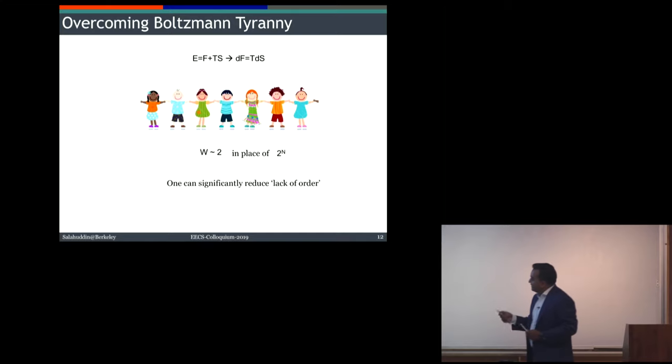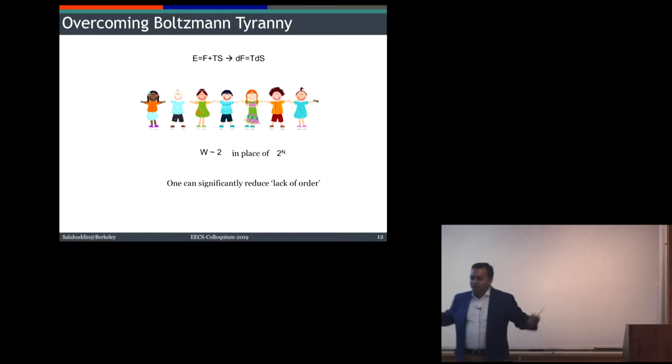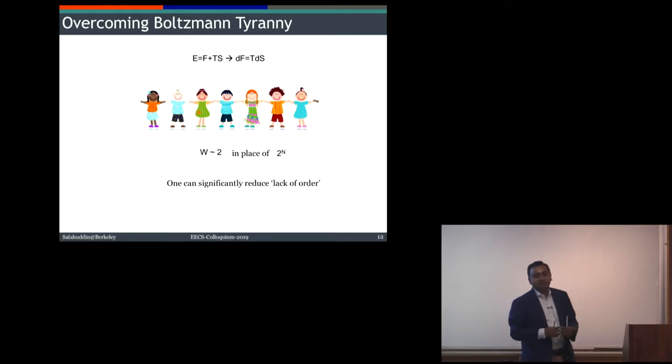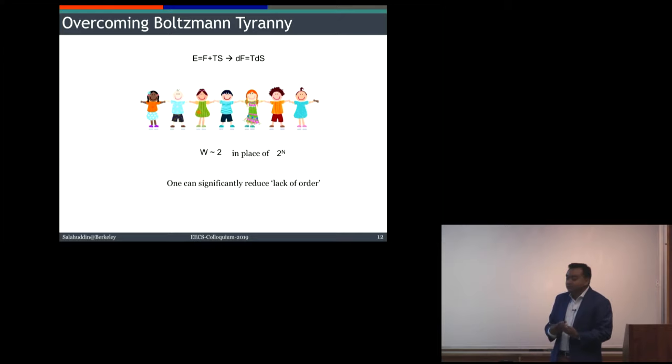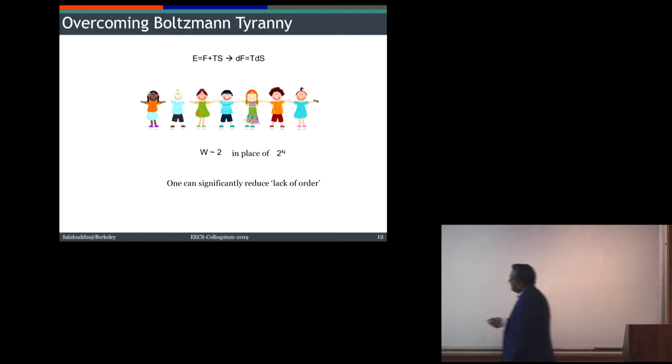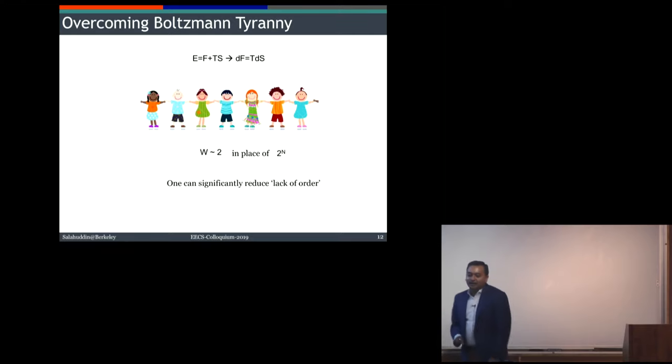But if I say that while doing so, you have to hold your hands, then in the ideal case, they will all stand up together and sit together, because otherwise there will be a strain in the system. That to me is an example of a system with interaction, a system which has internal order. In that case, although I have 7 kids, the total degree of freedom is just 2. They can all stand up or go down. This way, I can basically take this N out of the equation.